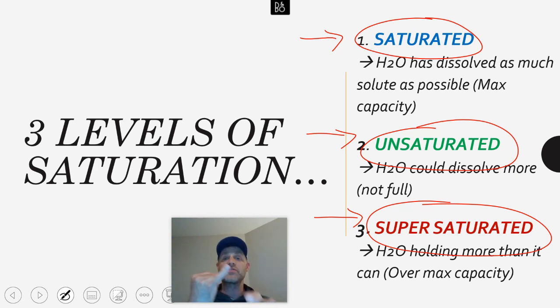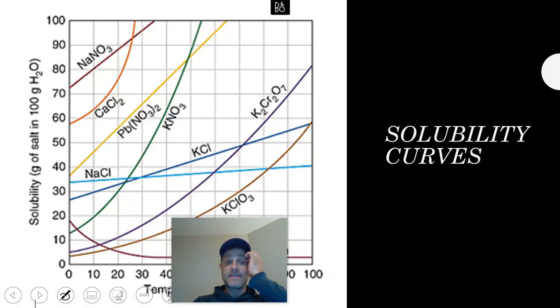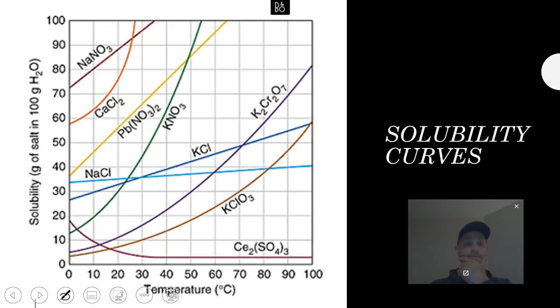Okay, so saturated, max capacity. Unsaturated, haven't gotten there yet. Supersaturated, I'm over that capacity. Okay, 3 new words. Last thing, we're almost done. Last thing I want to show you is this thing called a solubility curve.